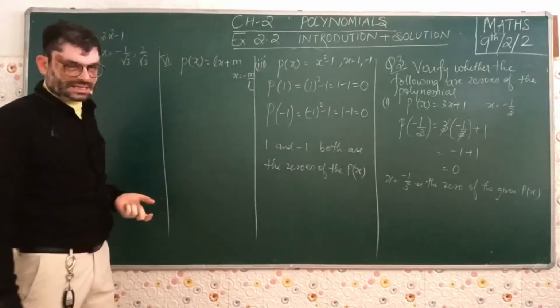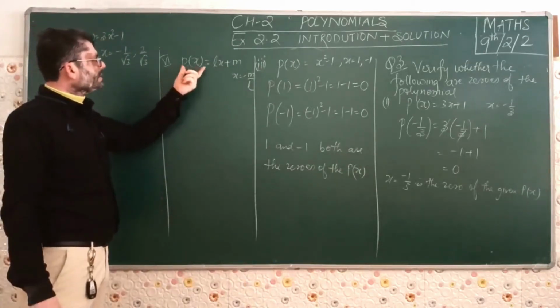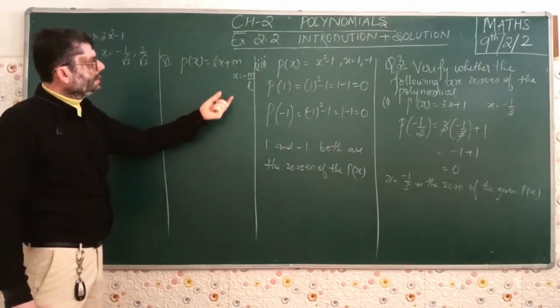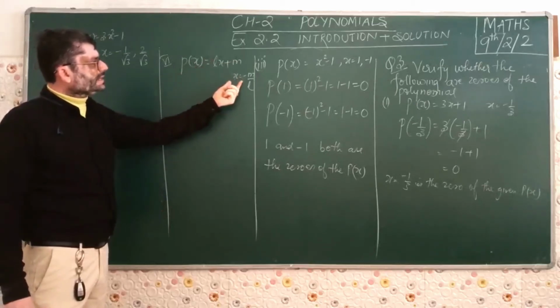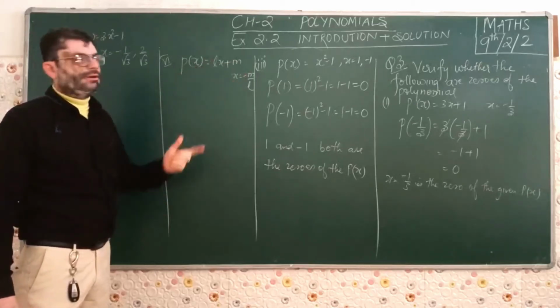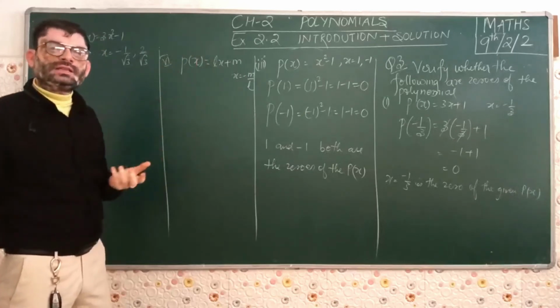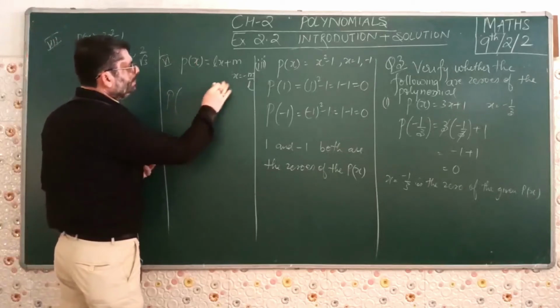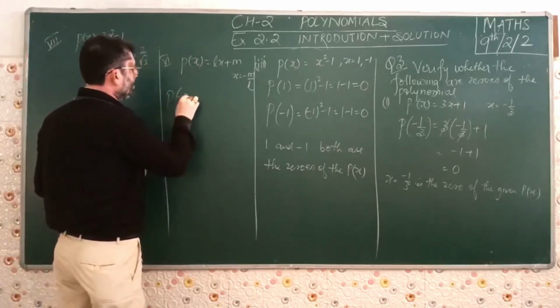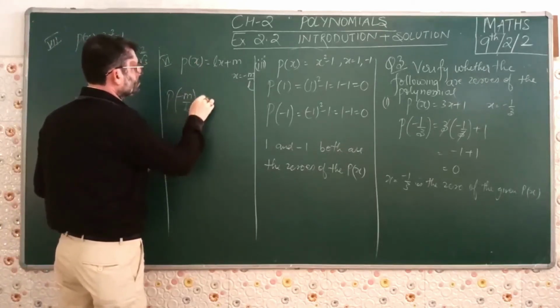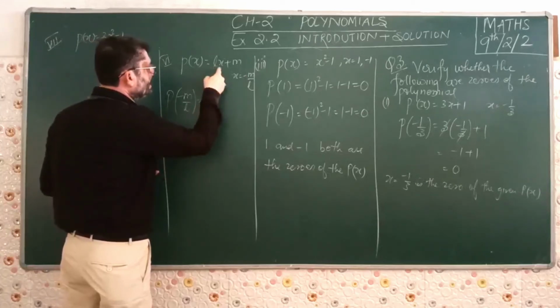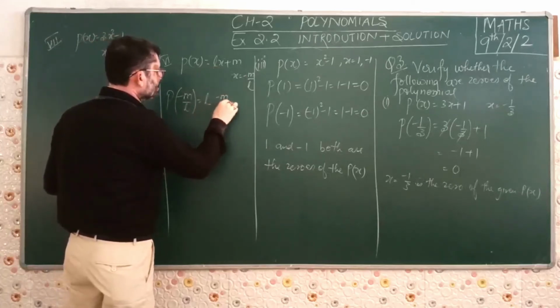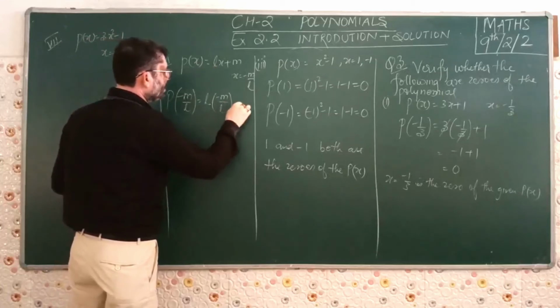Now bit 6, this one for you. p of x is equal to Lx plus m, and for the value x is equal to minus m by L, we have to check whether it is the 0 of the polynomial or not. So let us check. In place of x we will substitute minus m by L. So in the polynomial, L, and in place of x, minus m by L, plus m.